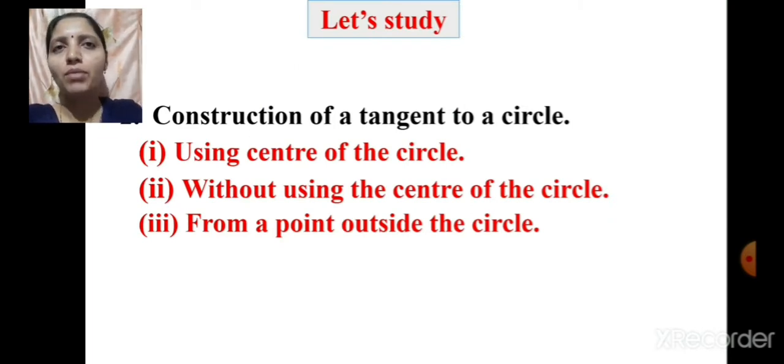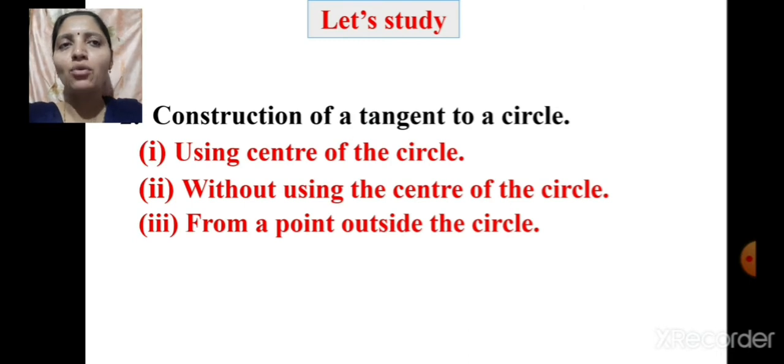In the previous session, we learned how to construct a tangent to a circle using the center of the circle and without using the center of the circle. These two constructions we have learned. Today we are going to solve two sums based on these two conditions.